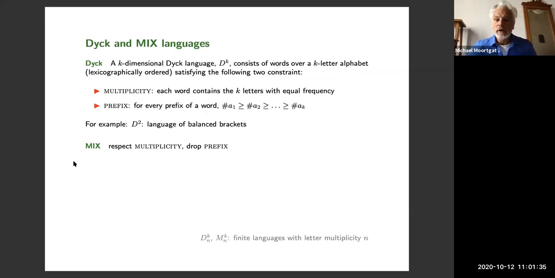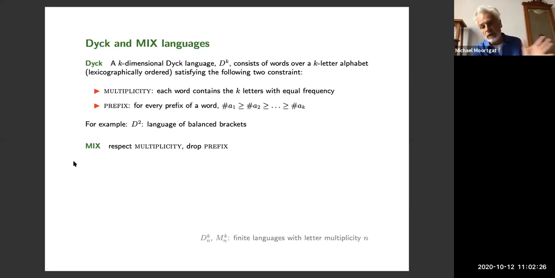k-dimensional Dyck languages, which consist of words over a k-letter alphabet, and that's what we will call the dimension of the language. And the words are satisfying two constraints. One is a multiplicity constraint, which requires every word to contain the k letters with equal frequency. And the second is the prefix constraint, which says that for every prefix of a word, the number of first alphabet symbols is at least as much as that of the second alphabet symbol, et cetera, to the final alphabet symbol. So our familiar language of balanced brackets, the usually studied Dyck language, would be the two-dimensional case or the two-letter case. So that's one family of languages.